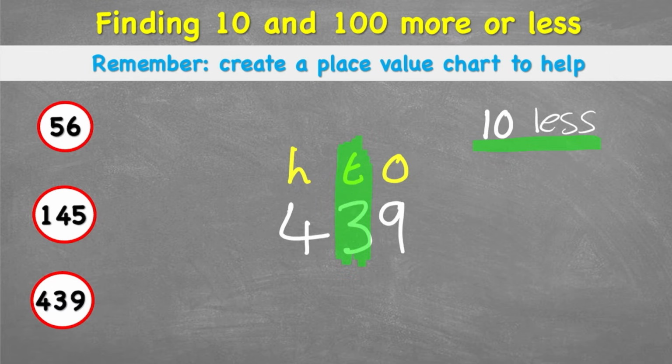And at the moment I have 3 tens, or in other words, 30. So what is 10 less than 30? Well, it's 20, or 2 tens.